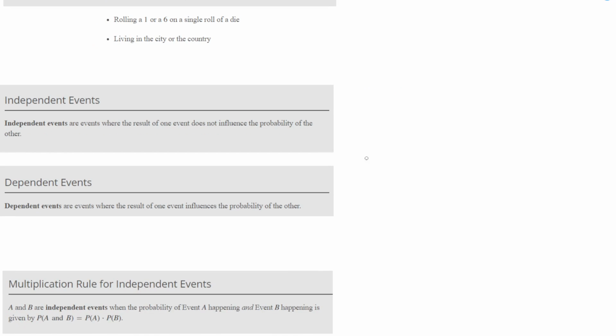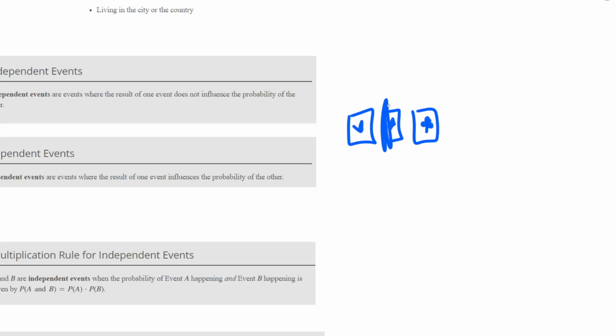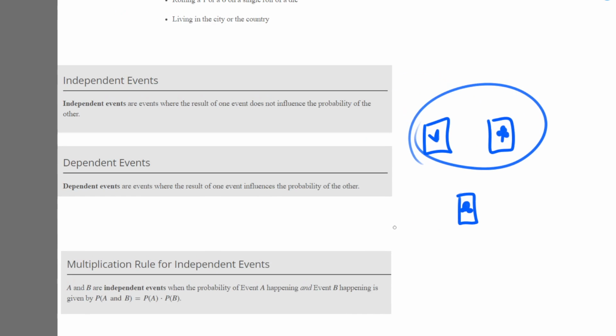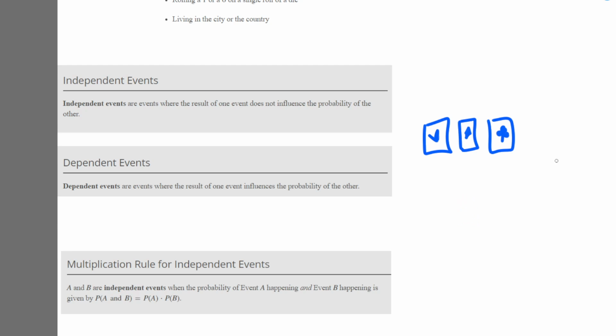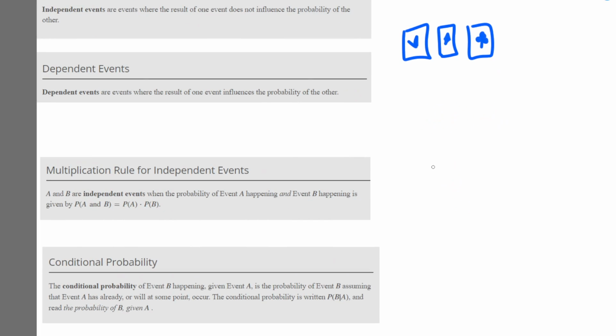However, if you had 3 cards, and one of them was a heart, one of them was a diamond, and one of them was a club, and you took the diamond one away, and you didn't put it back, the next time you draw a card, it's dependent on the first event that happened. That would be a dependent event where it matters. When you take it out and don't replace it, it affects the next probabilities.